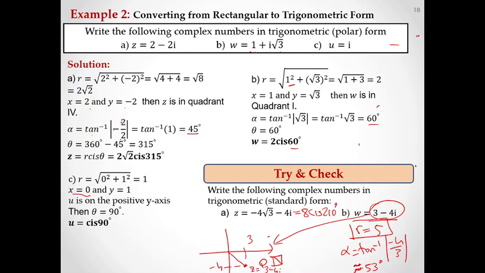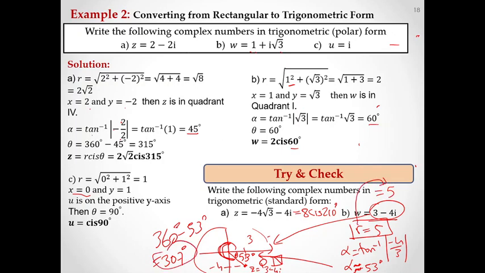3 minus 4i. Okay, now in the complex system, we always take the y values as i. Now quadrant 4 and this reference angle is 53, so you say this is 53. So what is the angle here? The angle has to be 360 minus 53. This will be 307. So it will be just 5 times CIS theta, 307. So it's approximate, because I'm taking this one approximately.